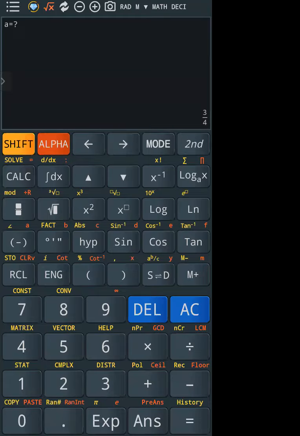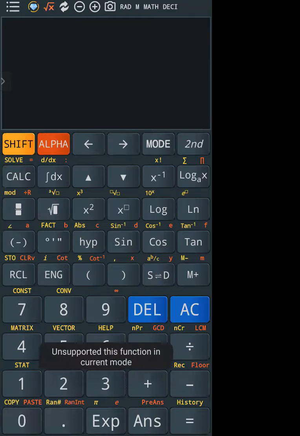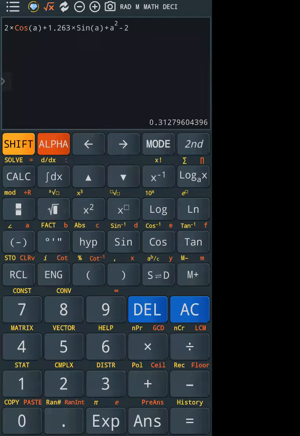Now you solve it. You solve for value of A as initially 0.25. How much are you getting? Solve it for A equal to 0.25. How much answer are you getting? You're getting this 0.3127? All of you? Yes, sir. See, all of you should be active.